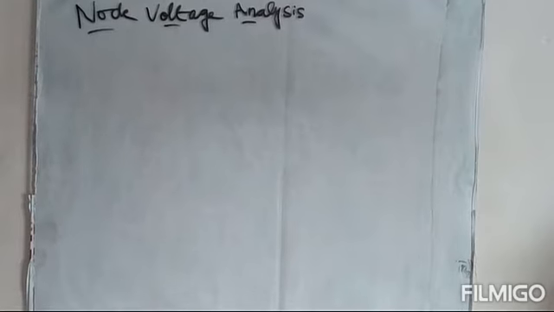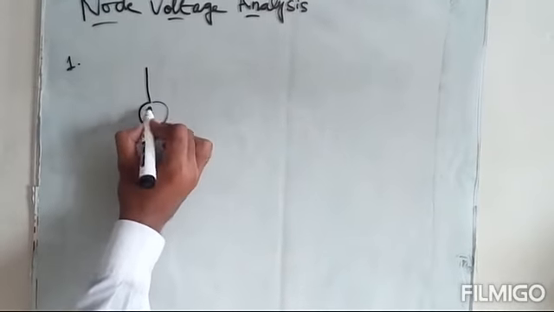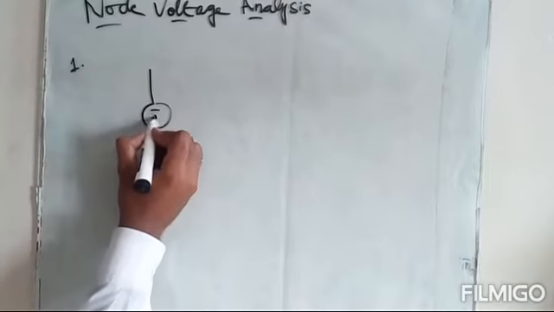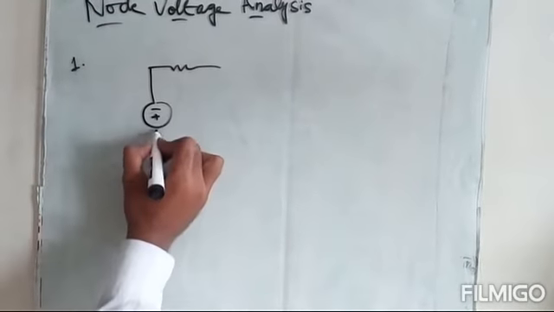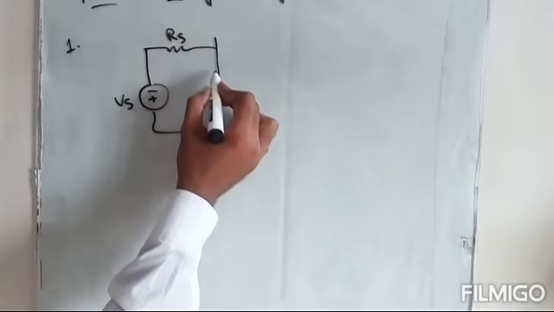Now we will see what will happen if there is a voltage source in our circuit. So there can be three possibilities. The first one is, if there is a voltage source in our circuit and there is a series resistance, this is Vs and this is Rs. This is the rest of the circuit.